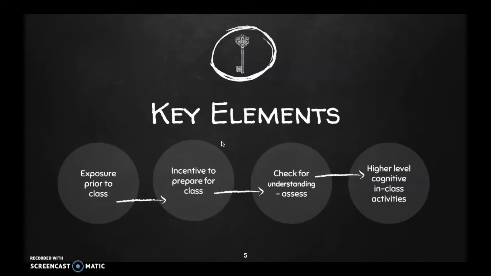The key elements to the flipped classroom model are exposure prior to class. Students need an incentive to prepare for class. There needs to be a way to check for their understanding and assess whether or not they are understanding that new information, and then the opportunity to engage in those higher level cognitive demand activities in class.